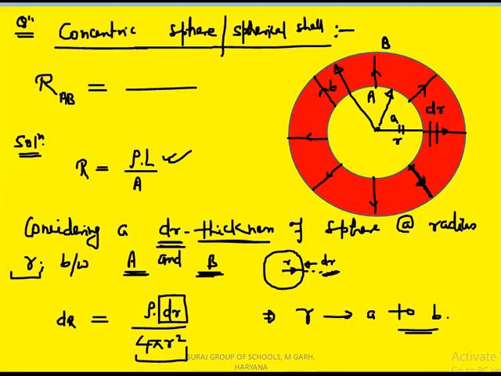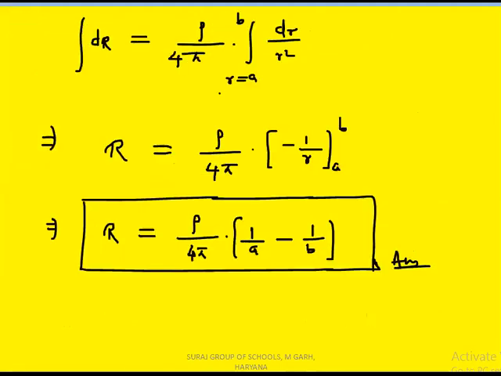Then for every dr thickness, you will find that the area which is facing the current is actually varying. So I have to integrate the radius from the inner surface to the outer surface, from small a to small b. The integration gives R equals rho by 4 pi, and the integration of 1 by r square is minus 1 by r. Putting the values of a and b, we get the answer rho upon 4 pi times (1 by a minus 1 by b).